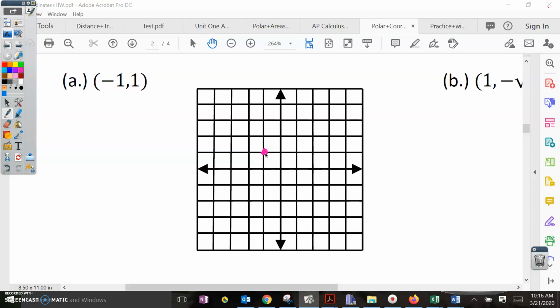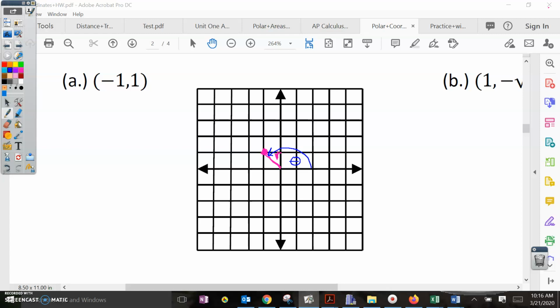Now, if we think about this point right here, when we're talking about its polar coordinate, we're looking for two things. We're looking for the radius r, which is the distance from the pole to that point, and we're looking for the angle from there to there, which is going to be our theta coordinate.